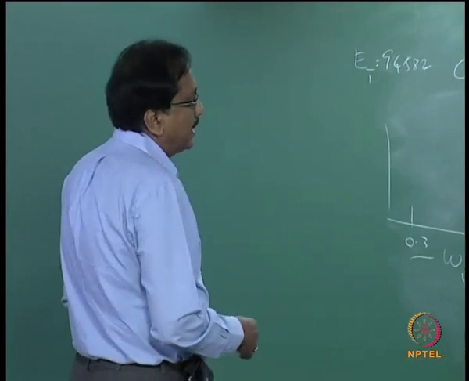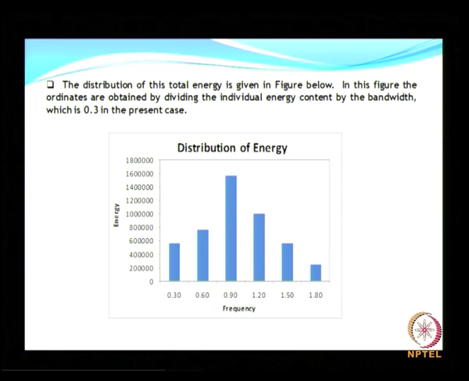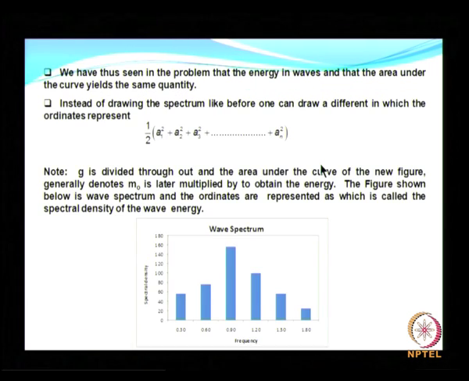How can I draw that? I can represent it as shown here. That is, this is omega 1, omega 2, omega 3 up to omega 6. But note that the distribution of this curve is given below, but in this figure what we have done is the ordinates are obtained by dividing the individual energy by the bandwidth.